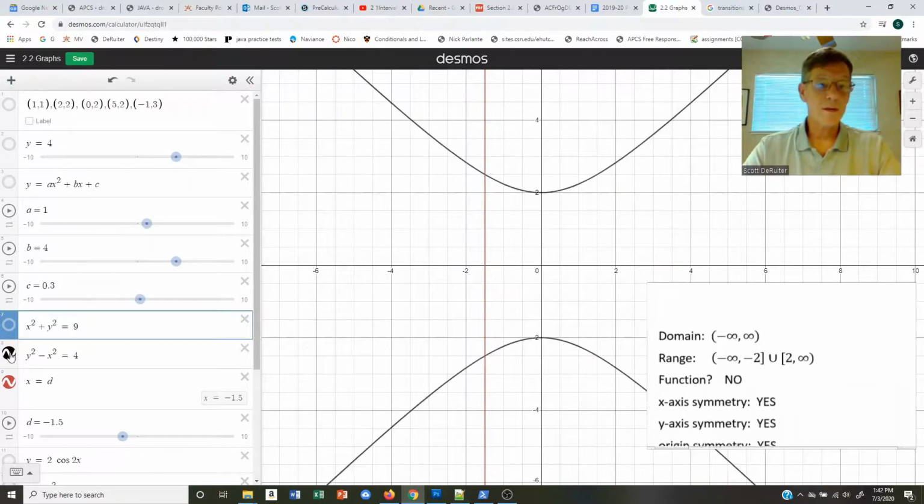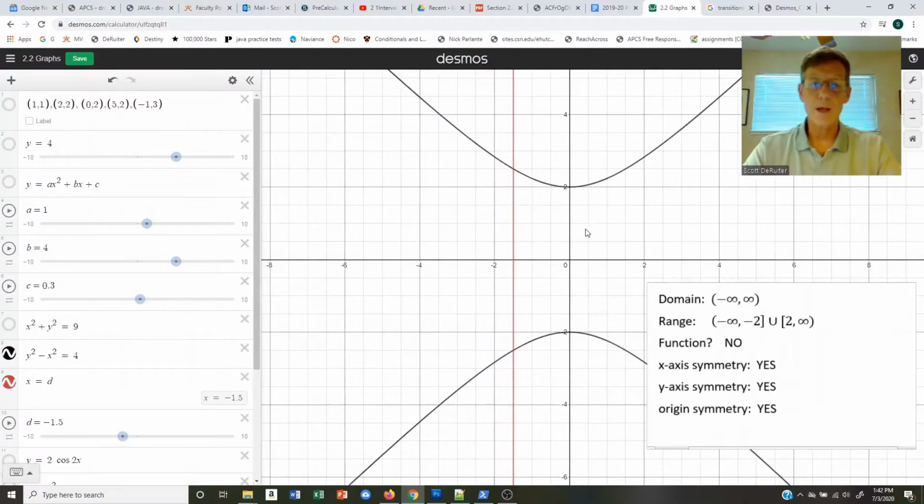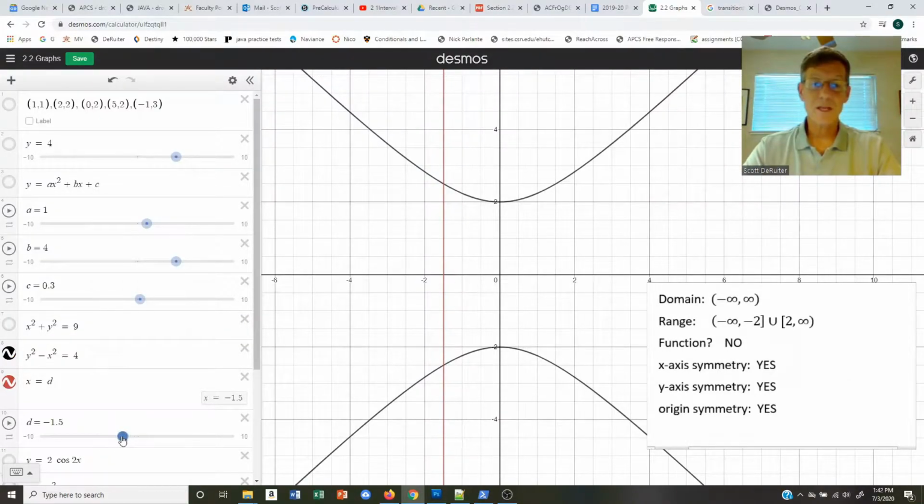Let's try the next one. Next one is a curve that's called a hyperbola. The domain is any real x.